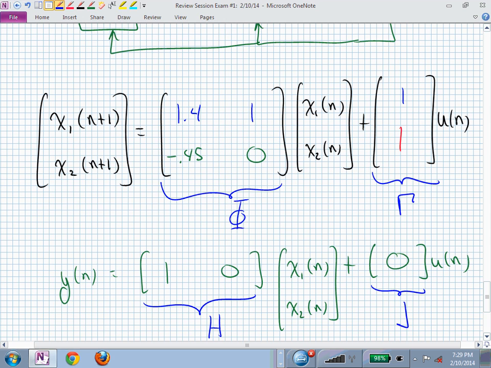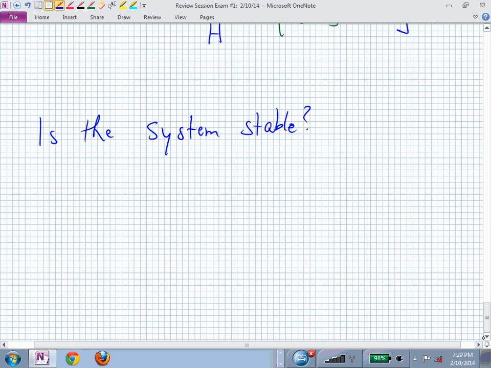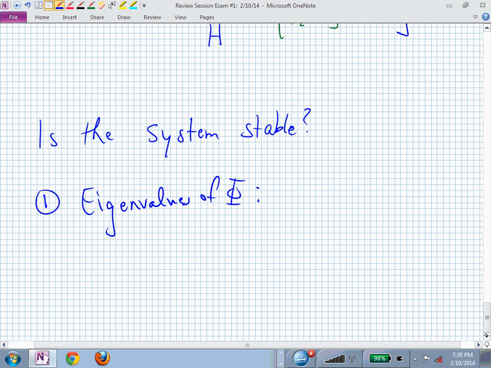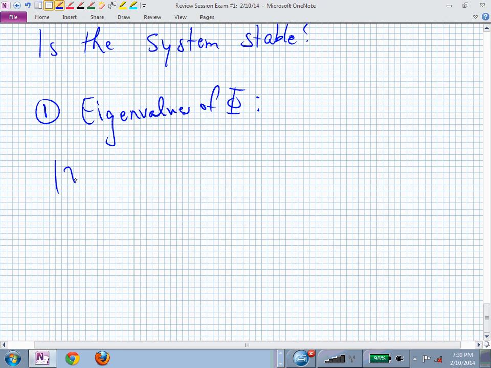Here, we'll do it a different way. Let's find the eigenvalues of phi, because we have that right now available to us. We could check the stability of the system by the eigenvalues of phi, the system matrix, and the eigenvalues are simply lambda I minus phi, the determinant of that, the values of lambda when this is equal to 0, those are the eigenvalues of phi.